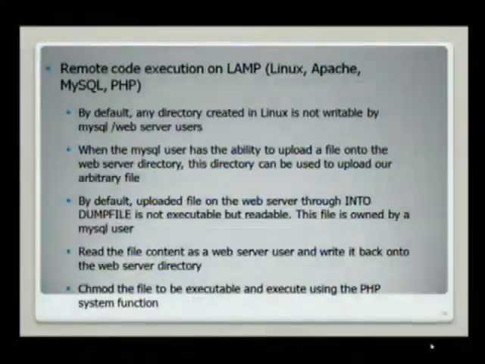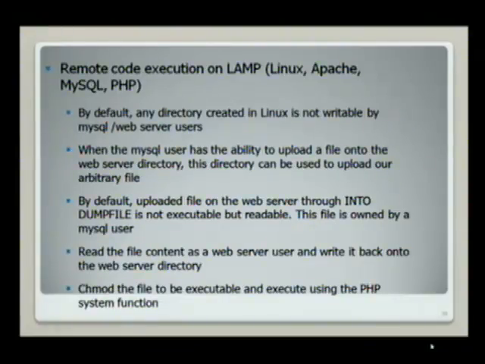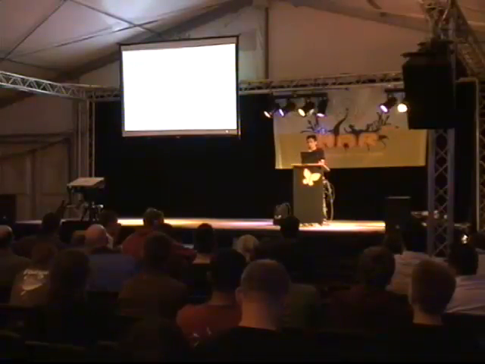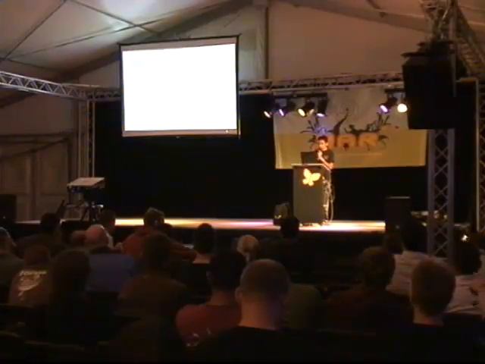Okay, so here I'm going to show how we can conduct remote code execution on LAMP and on WAMP. On the LAMP platform, you will find that there's one limitation. By default, directories created in Linux are not writable. But in some cases, you will find applications that require a directory to be writable. A good example is an application that allows you to upload user content. So if you can find this directory, you can simply upload your file.